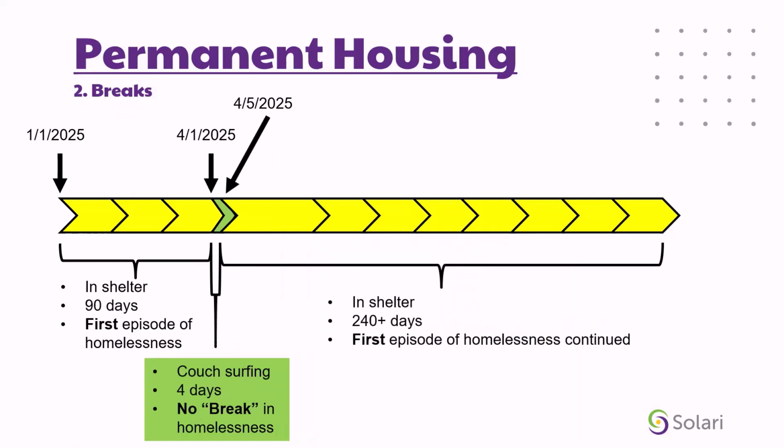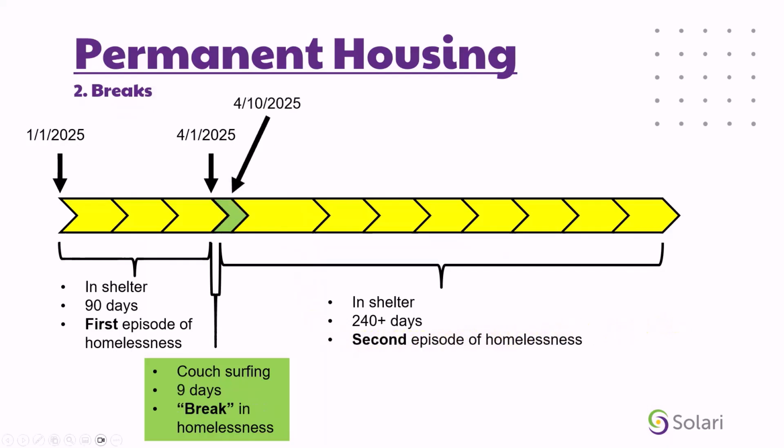Now, we'll hold on that 7-day component for permanent housing because this is very similar to the previous slide. The only difference is the amount of time the client was couch surfing is 4 days instead of 30 days. As a result, this is only one episode of homelessness for the client. So in this situation, the client's in shelter between January 1st and April 1st. They stay with their brother for 4 days, but this is not long enough to constitute a break in homelessness. Once they return to the shelter on the 5th of April, this is still considered one episode of homelessness because they did not meet that break criteria.